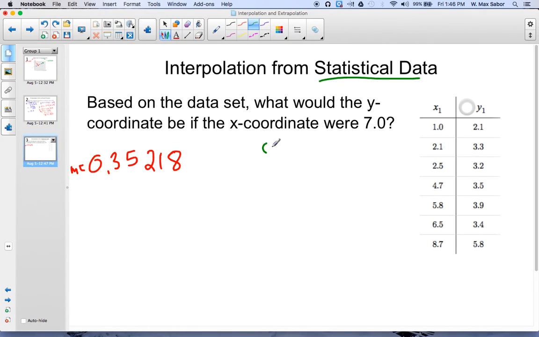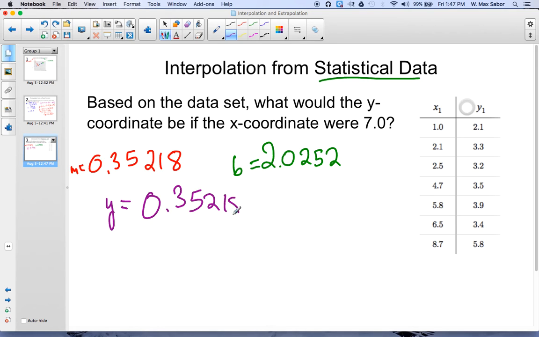So 2.0252 is our y-intercept. So what would be the y-coordinate if the x-coordinate were 7.0? Well, y equals m times x, where x is what we've been asked to substitute in, plus b. You know how to do the rest.